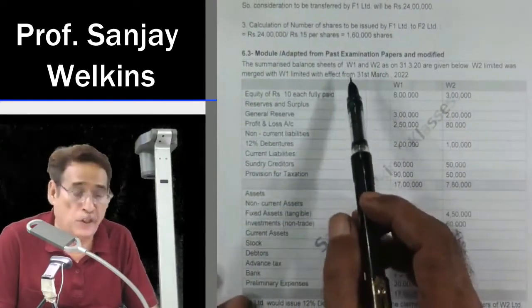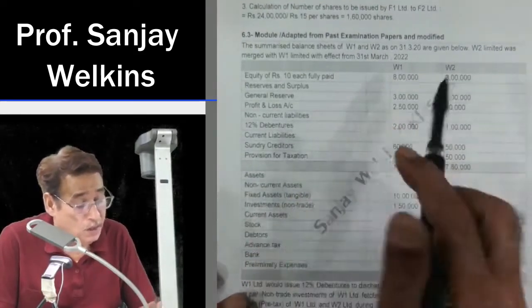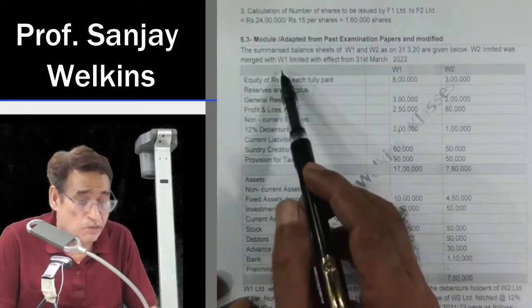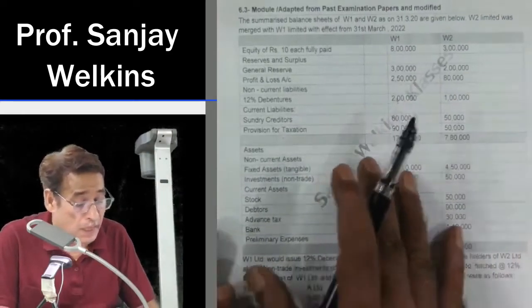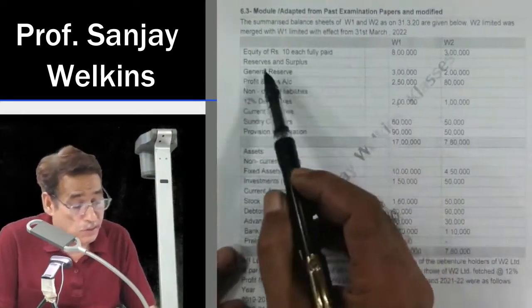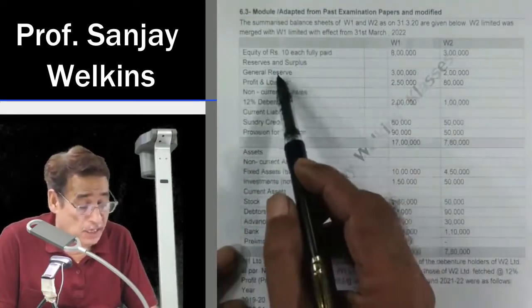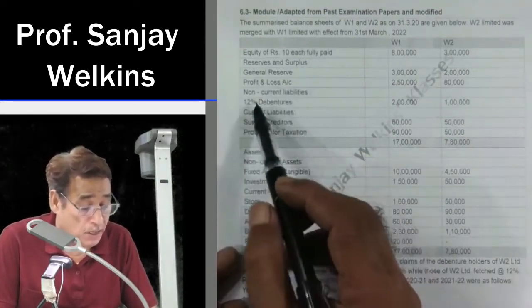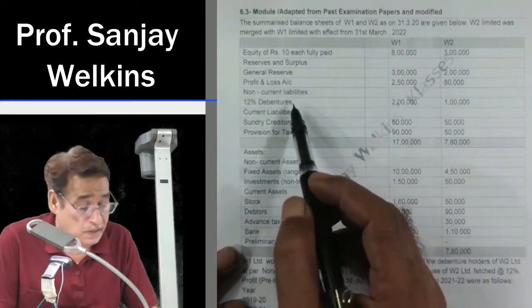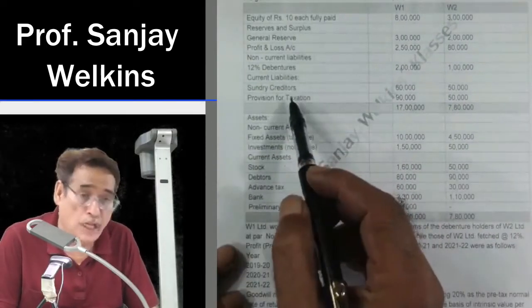The summarized balance sheet of W1 and W2 as on 31st of 3/2020 is given to you, and W2 Limited was merged with W1 Limited with effect from 31st of March 2020. Information given to you is that equity share capital of both these companies is as follows. Then as far as reserve and surplus is concerned, we have been given general reserve, profit and loss account. As far as non-current liability is concerned, we are given 12% debentures, and as far as current liability is concerned, we have two liabilities, sundry creditors and provision for taxation.